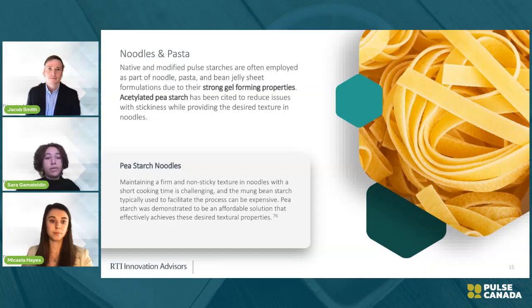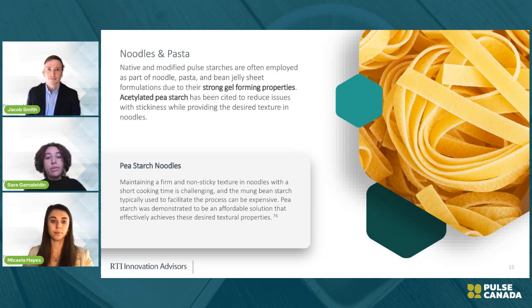Native and modified pulse starches are usually employed in noodles, pasta, and bean jelly sheet formulations because of their strong gel forming properties. And in terms of modification, we've seen that acylated pea starch has been cited to reduce issues with stickiness while also providing the desired texture in noodles.